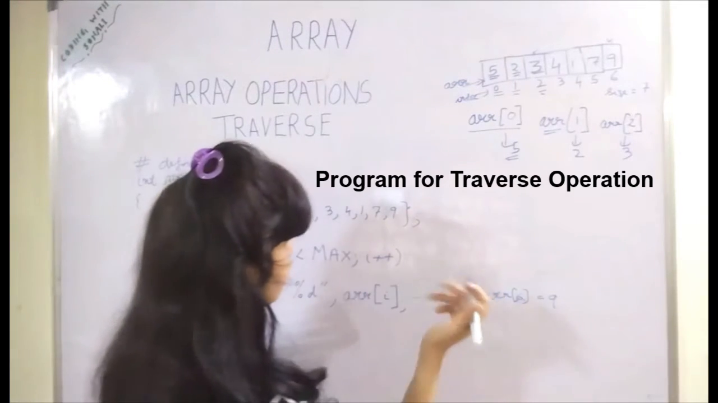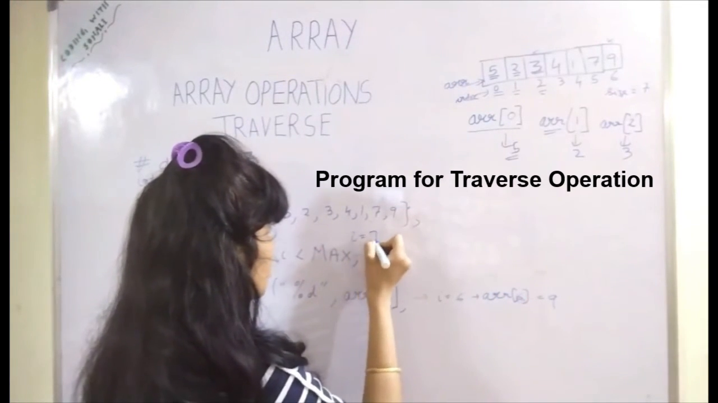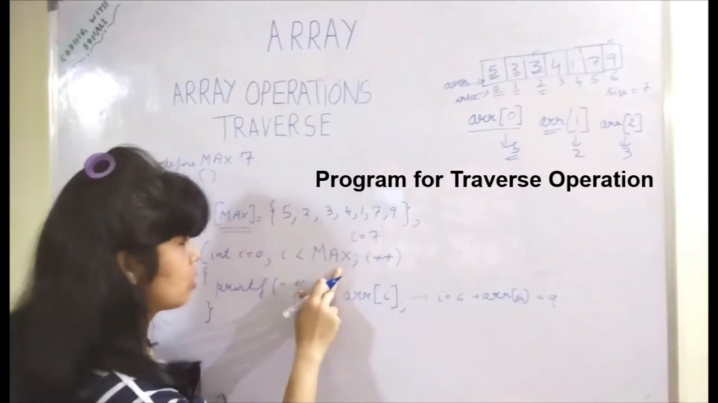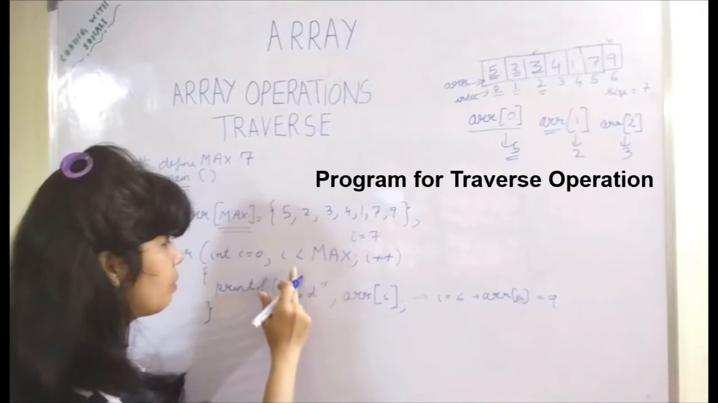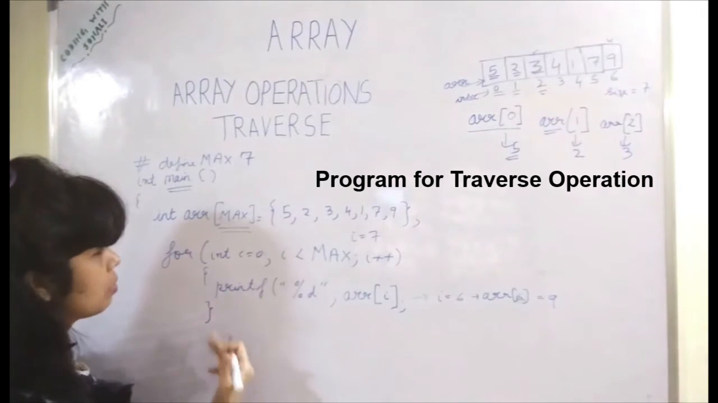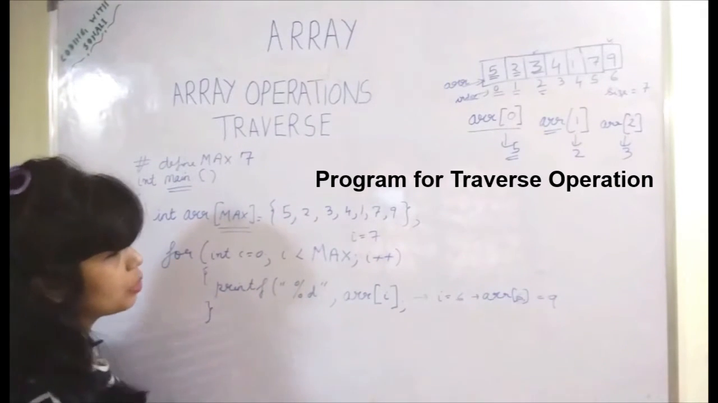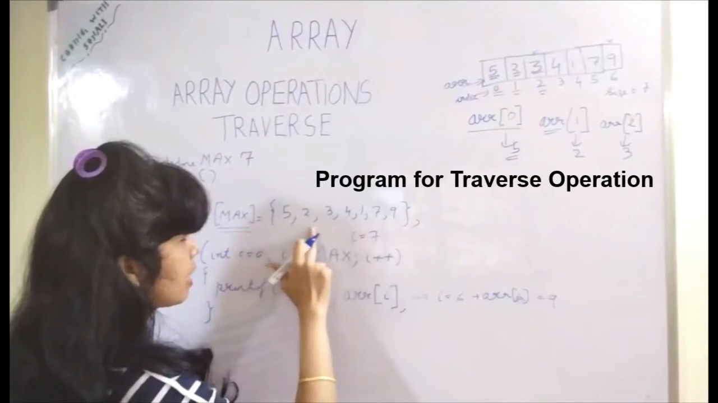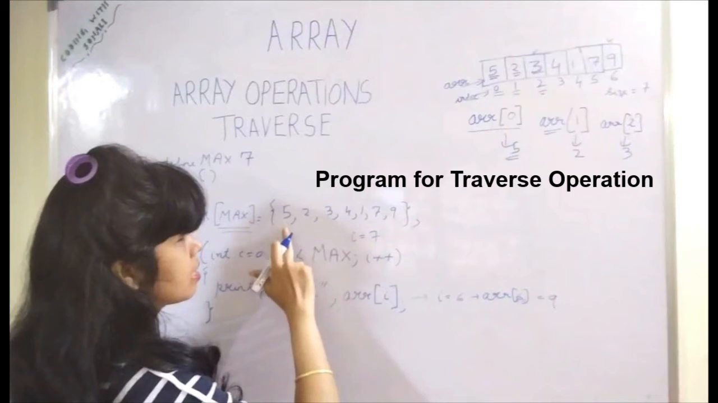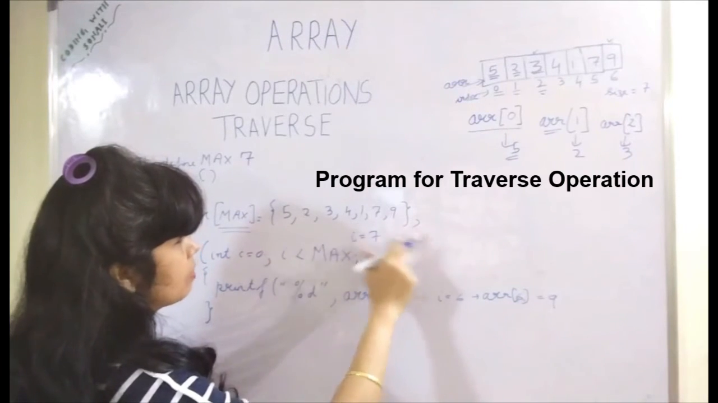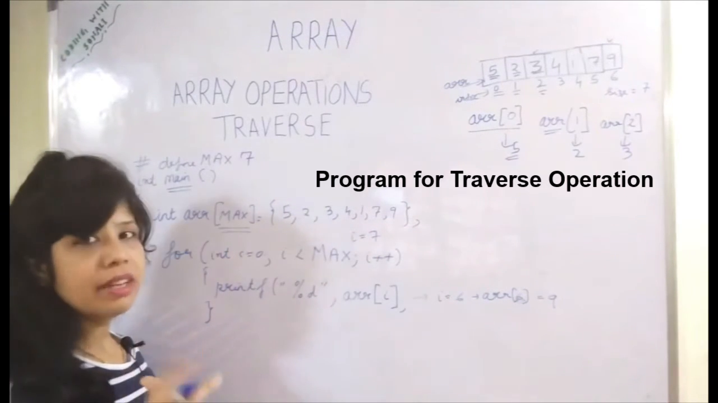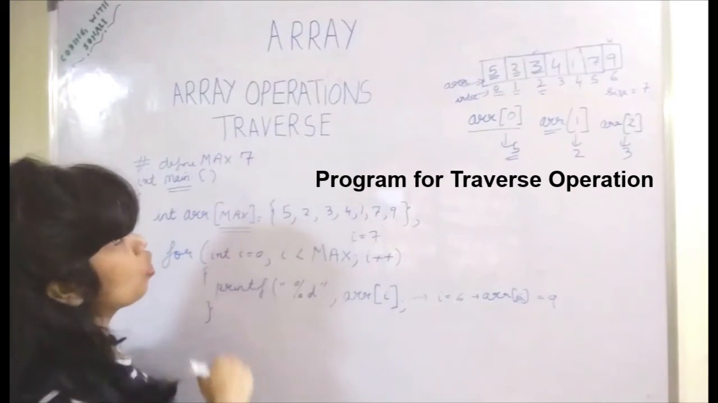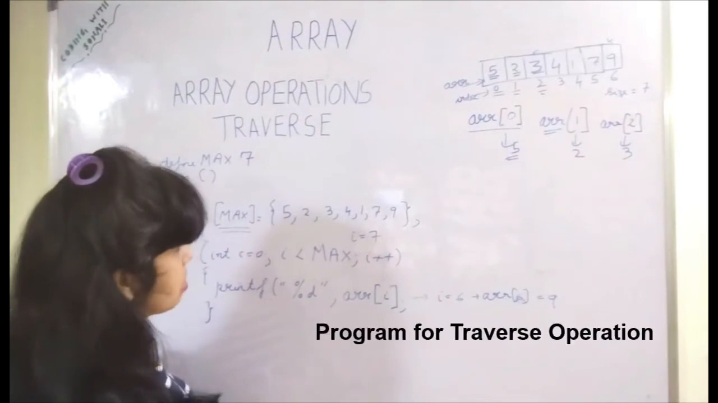Then again, I gets incremented to 7. Now I is 7, less than max, which is 7. So this condition is not satisfied. Therefore, the control comes outside this for loop. And finally, you can see each and every element is printed. So you have ensured that you are accessing and traversing each element only one time, and this is how you are printing. So this is the array operation, that is the traverse.